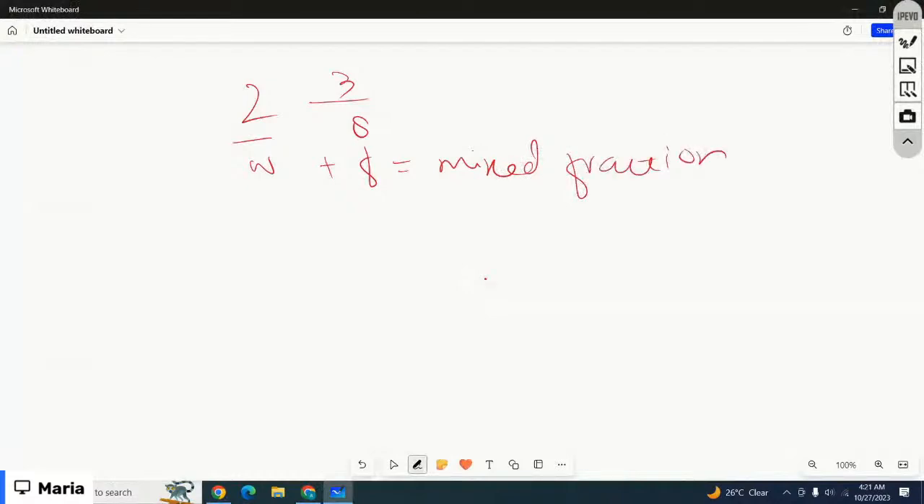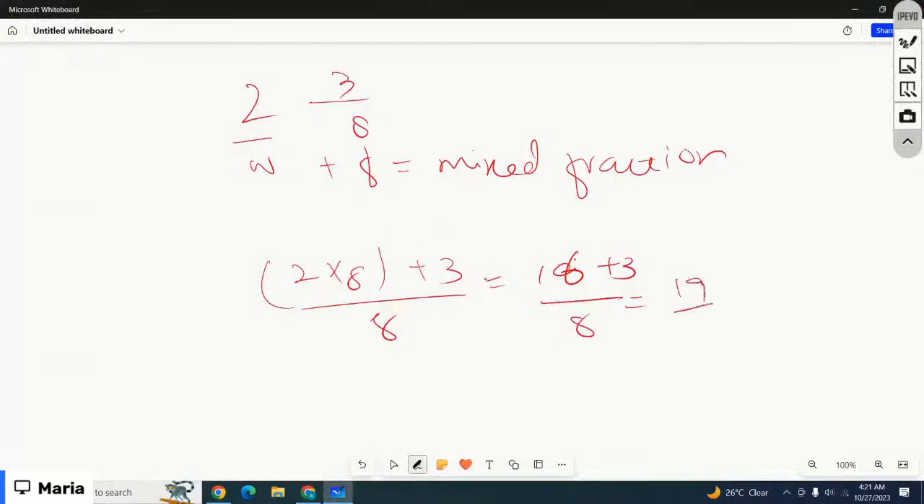You need to multiply the whole number times the denominator: 2 times 8. And then you have to add 3, keeping the same denominator. So 2 times 8 is 16, and 16 plus 3 is 19. So that would be 19 over 8. That's how you convert from a mixed number to an improper fraction. You need to do denominator times whole number, and you have to add the numerator.